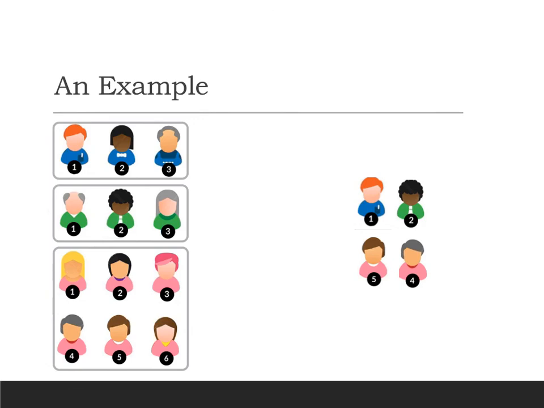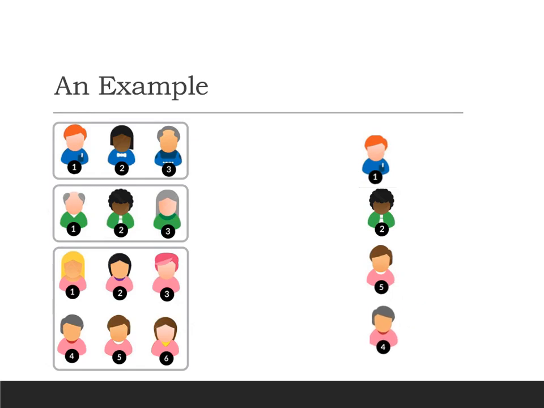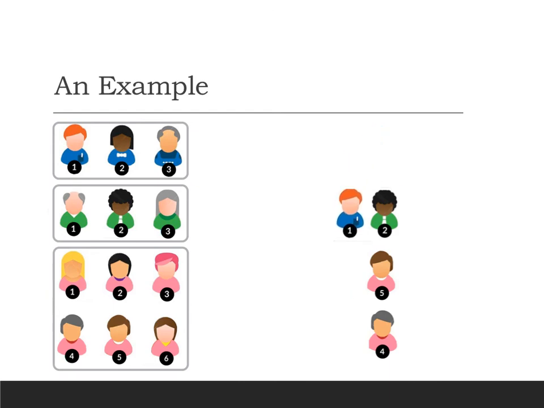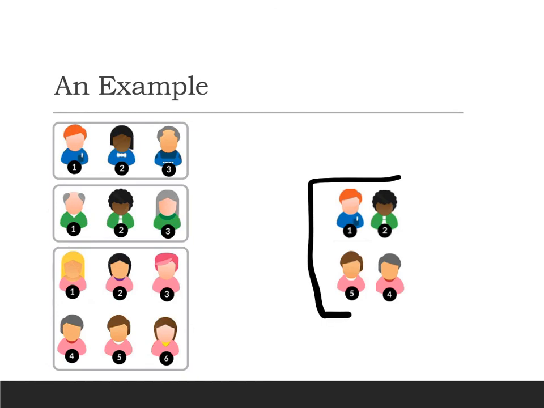But we now still have, as far as representation, 25% blue, 25% green, and 50% wearing a pink shirt. So we still have that representation that we would want to see, equal representation among our different groups. Hopefully that helps you understand the idea of stratified sampling.